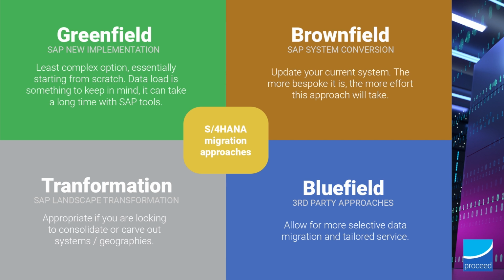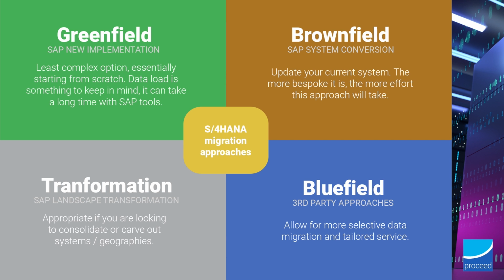So typically what you've done with the brownfield migration is not really extended all the functionality of S4. With greenfield, you're really not taking any of that data over from your existing ECC6 system, and what you're doing is a re-implementation. So you're doing a new configuration. It's almost like doing a new ERP system all over again.